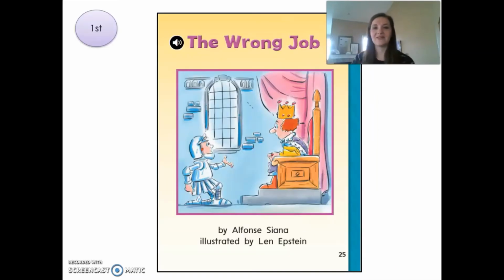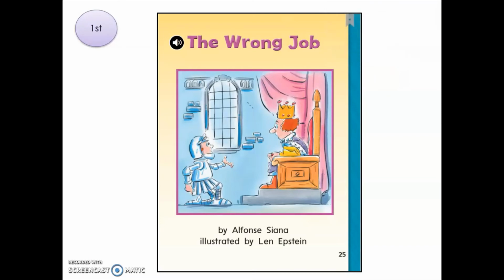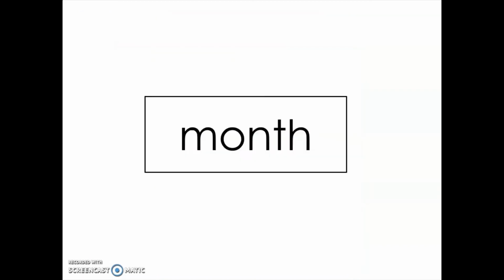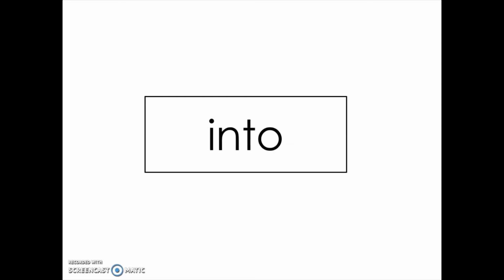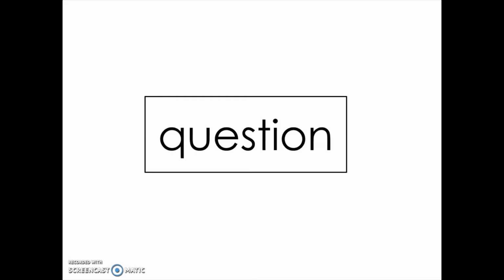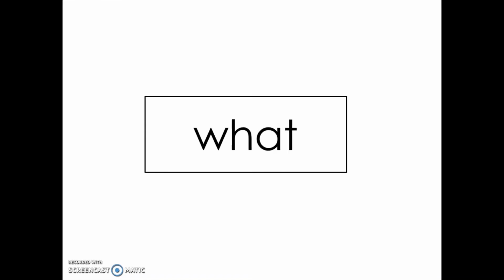Okay, today we are going to read the story, The Wrong Job. Okay, notice wrong has a silent W. We just say the O sound. Wrong job. Okay, these are some sight words we will see in here. Look, think, speak, month, asked, said, children, do, into, year, question, what, there, done and been.